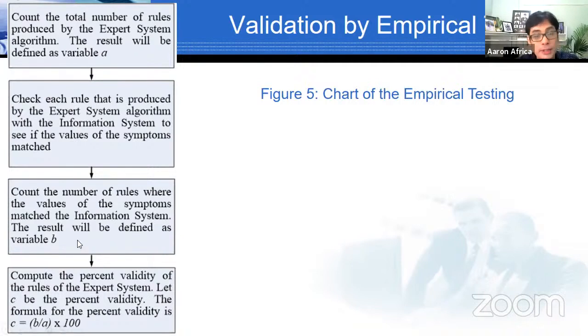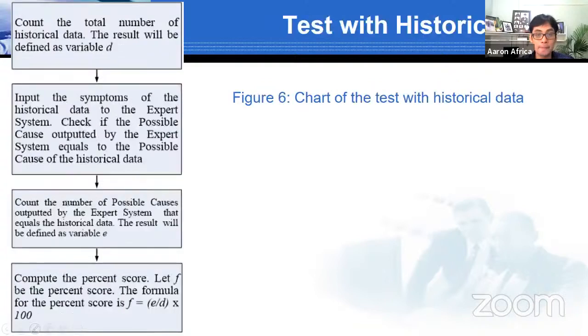Then we compute the percent validity of the rules of the expert system. Let C be the percent validity. The equation is C equals B divided by A multiplied by 100.